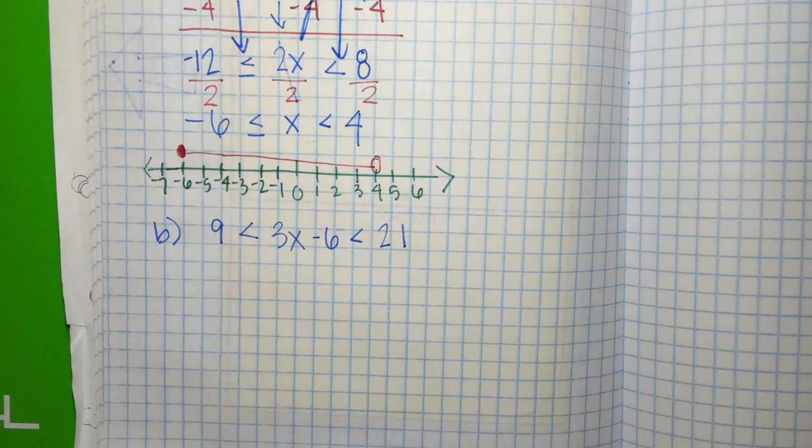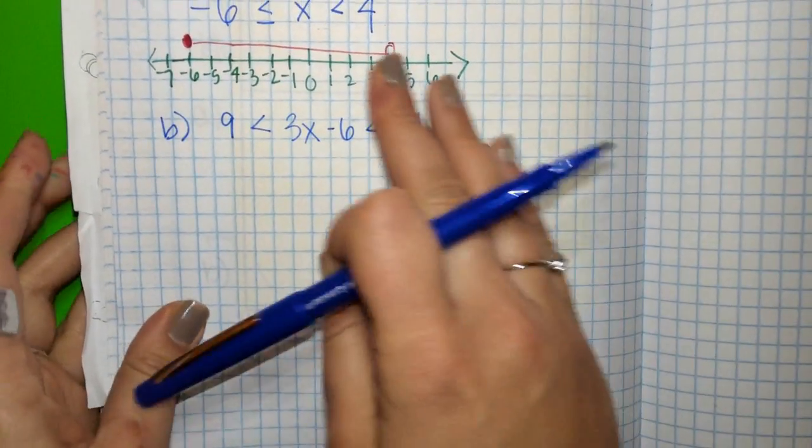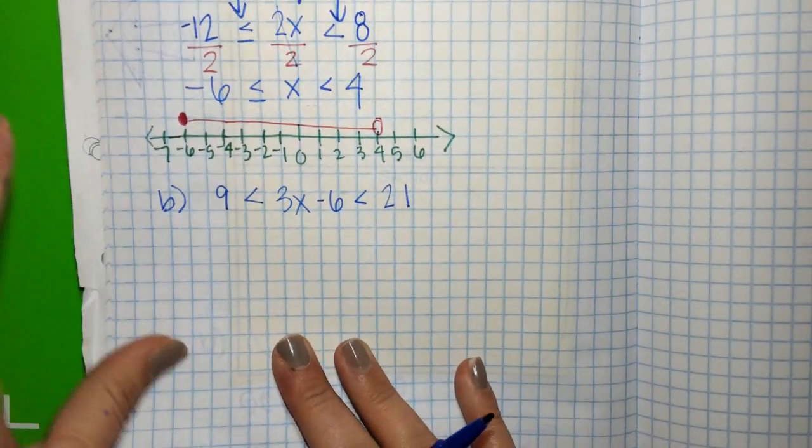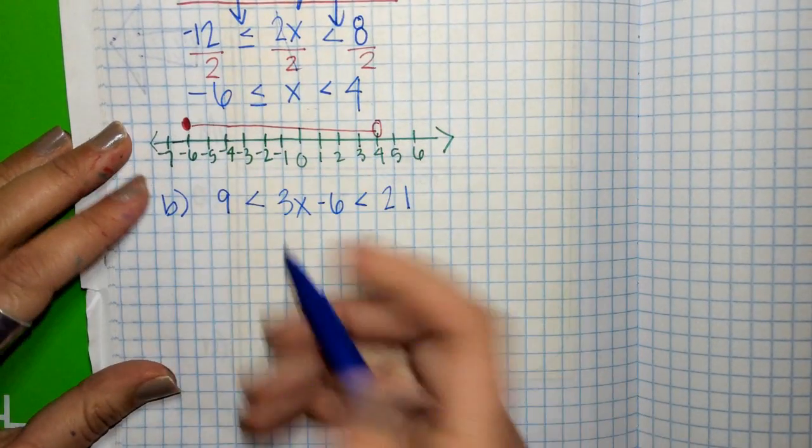You have another one for homework. All right, so this one's right now, and then we're going to have one for homework. So solve and graph this one right now. And remember, you have the steps in front of you.